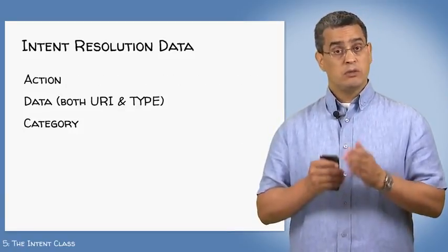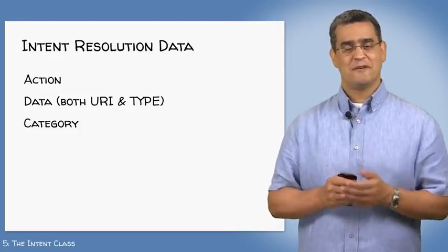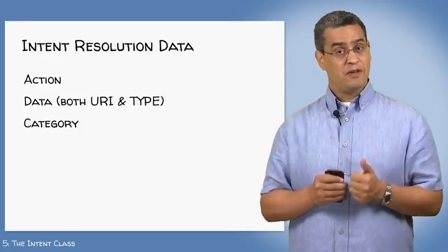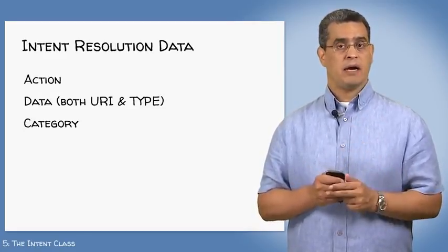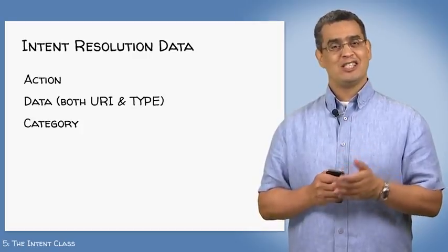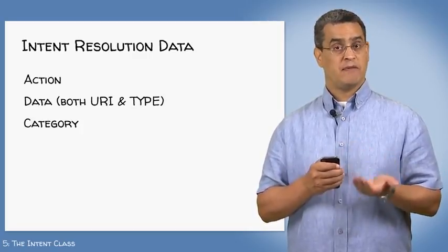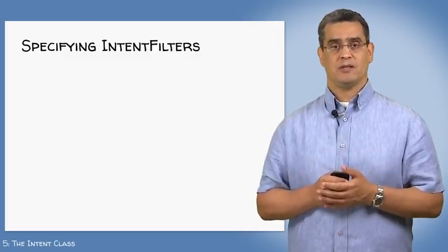However, it's only going to use part of the intent information when it does this matching. Specifically, it will look at the action field, it will look at the data, including both the URI and the MIME type, and it will look at the category. So let's take a look at how applications specify intent filters within their AndroidManifest.xml files.